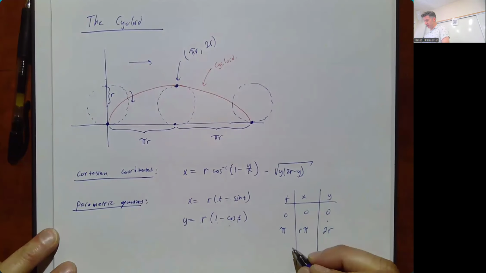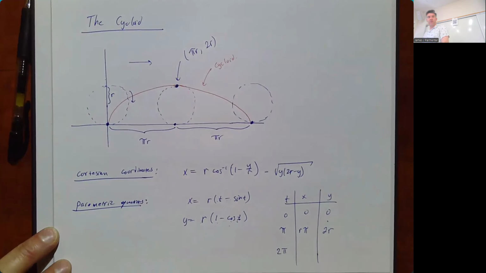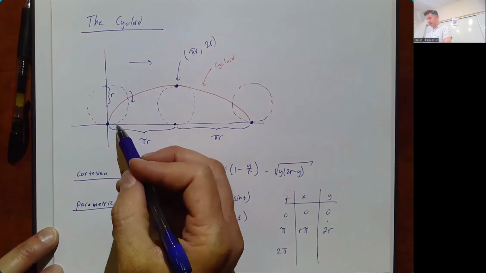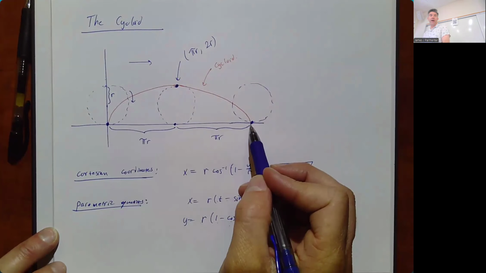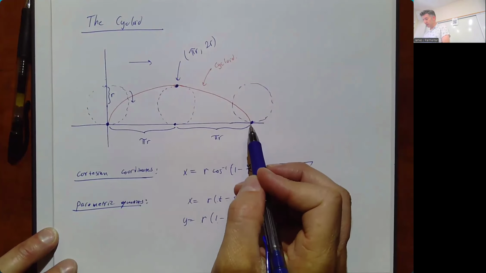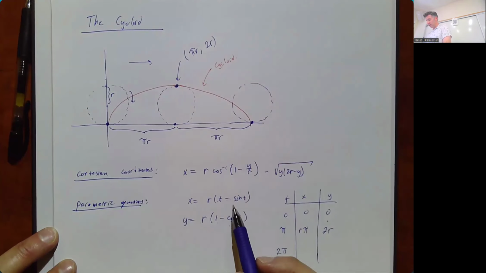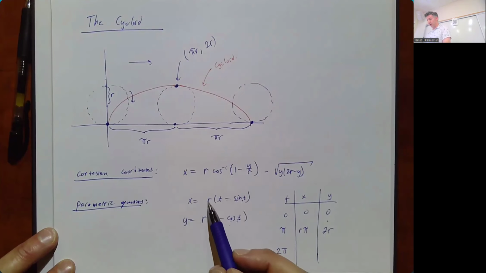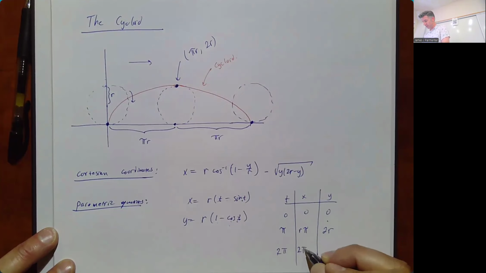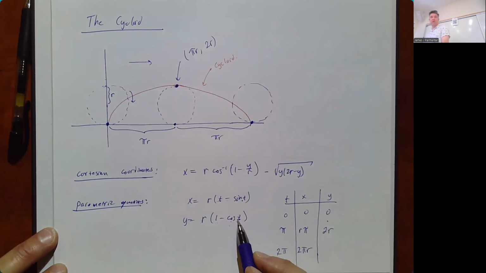And just to be a little complete here, if we go a full revolution, we're going to expect that the x coordinate is 2 pi r and the y coordinate is 0. And it is. If I plug in 2 pi minus sine of 2 pi, sine of 2 pi is still 0. So I get r times 2 pi. And if I plug in 2 pi here, cosine of 2 pi is 1, and 1 minus 1 is 0.